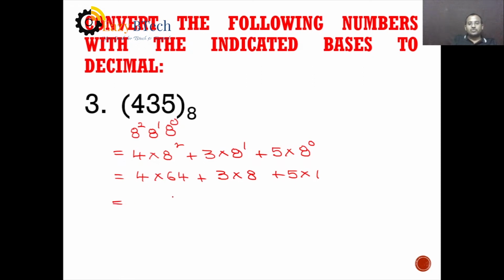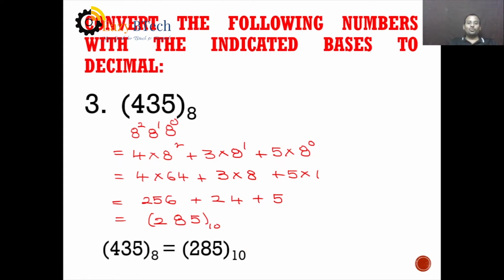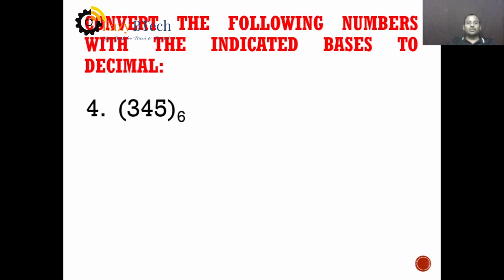So 4 into 64 means 4 4s are 16, 4 6s are 24 and 1 carried makes 25, and 3 8s are 24, plus 5 into 1 is 5. So if we add, 5 plus 4 is 9, 9 plus 6 is 15, and 1 plus 2 is 3, 3 plus 5 is 8, so it is 2. So the corresponding decimal equivalent for the given 435 in octal is 285, right? So we will see one more example.